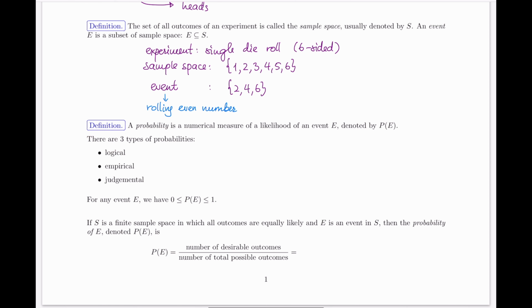There's logical probability. That's the probability that's going to be obtained by calculations. So this is something that we are actually going to look at in this course. All of our probabilities are going to be of the logical kind. And in fact, ours are going to also be discrete.